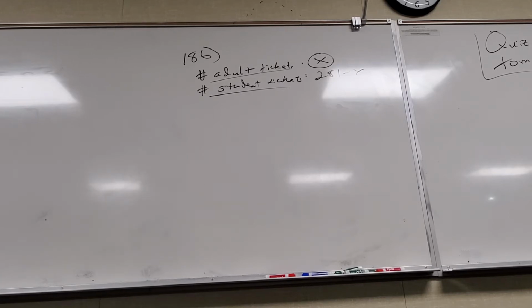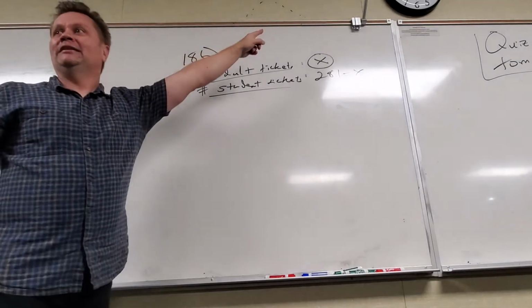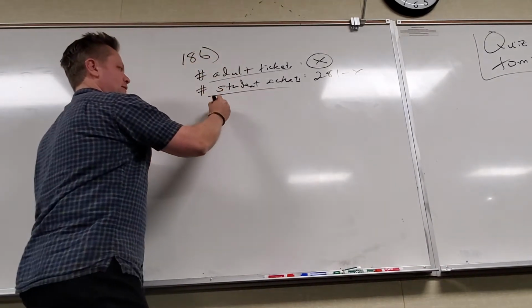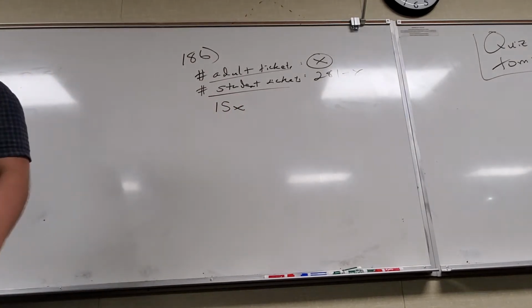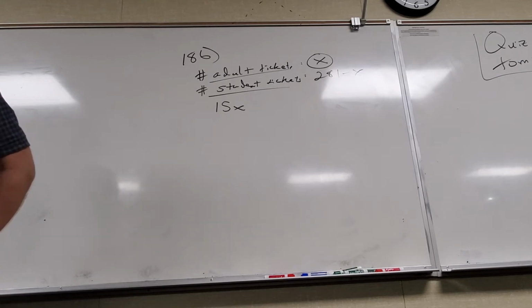How do you figure out how much money if I sold 20 adult tickets? Each one costs 15, and I sell 20 of them. What do you do? 15 times 20. What if I said 30 adult tickets? 15 times 30. Well, how many adult tickets did I sell? X. So how much money is that? 15 times X. That's how much money I made off the adults.